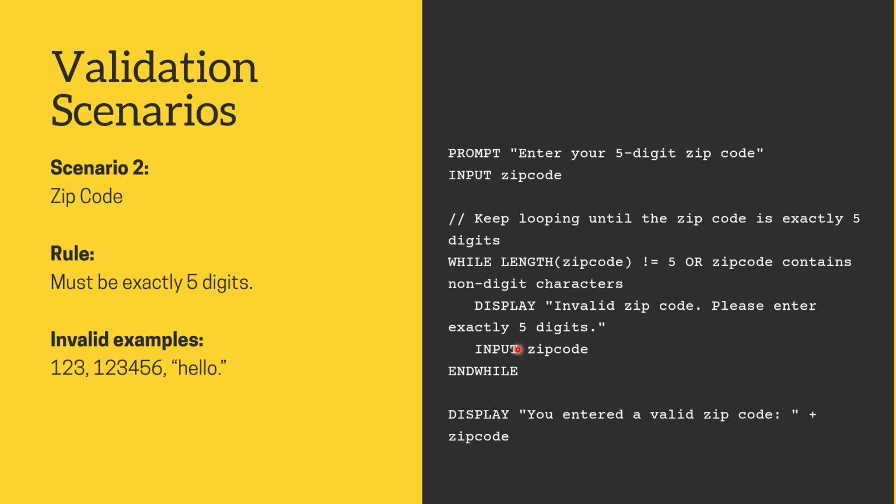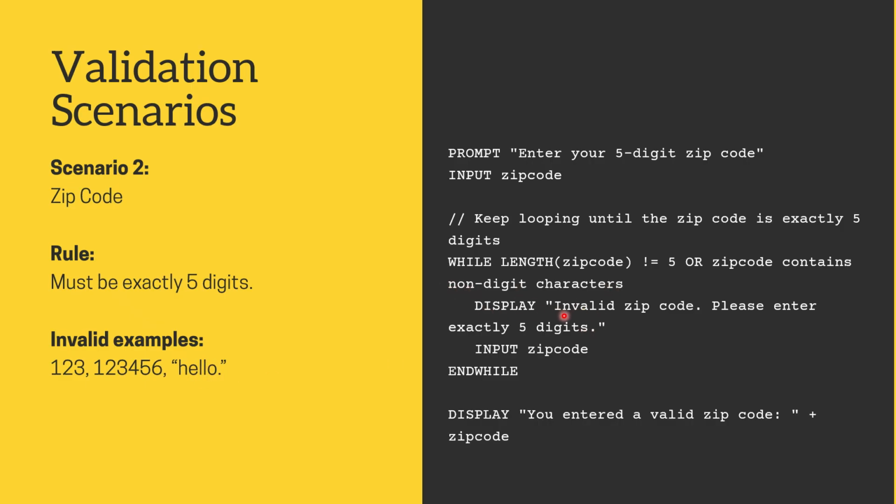Okay, so let's see what the pseudocode would look like. The prompt is that we ask them to enter their 5-digit zip code. They input the zip code, and again we keep looping until it's exactly 5 digits. So here's our test. We're saying while the length of the zip code is not equal to 5, or the zip code contains non-digit characters. That would take care of that hello.